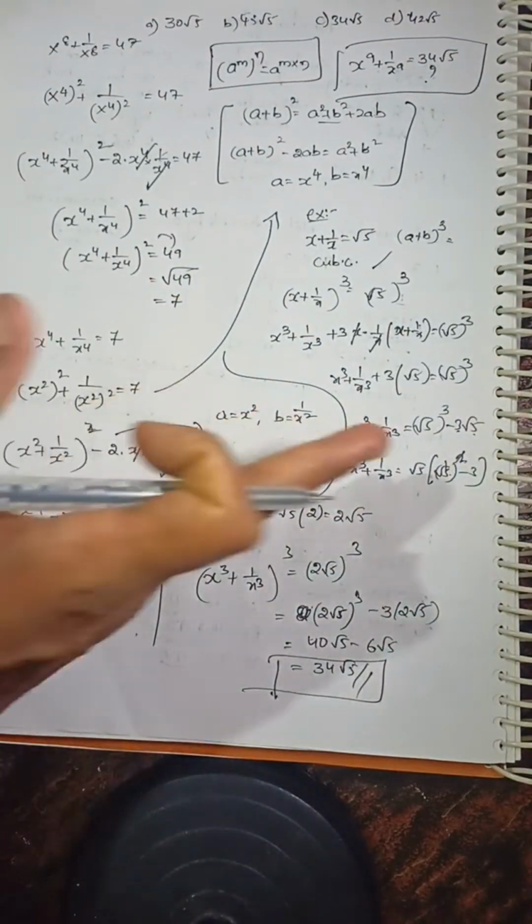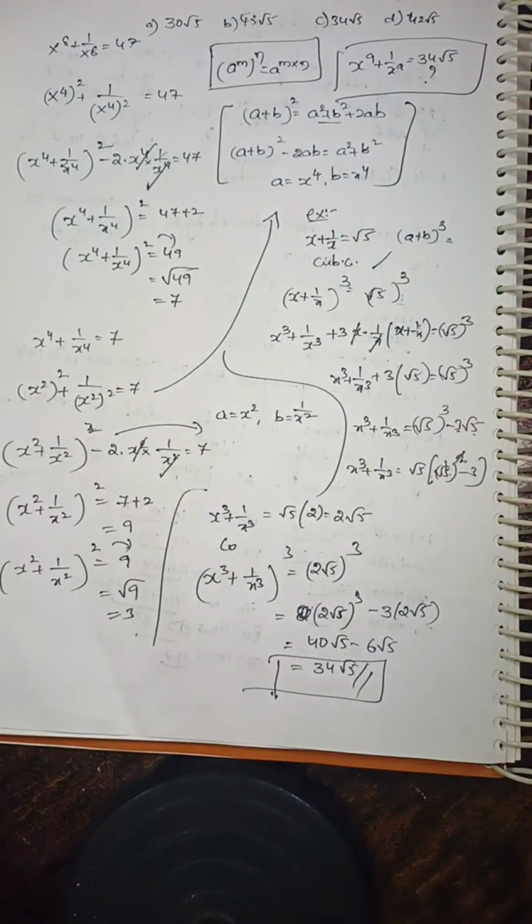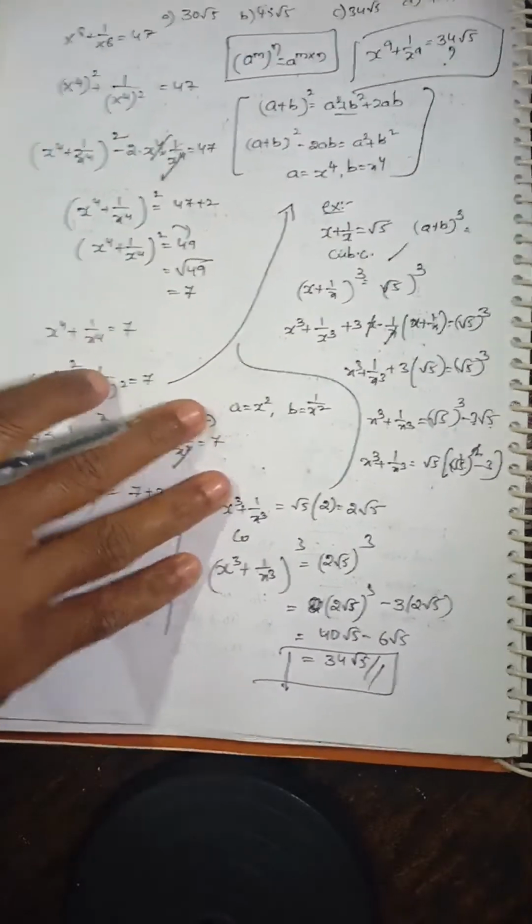A plus b whole cube is a cube plus b cube plus 3ab into a plus b. A minus b whole cube is a cube minus b cube minus 3ab into a minus b. That's it. So these are the formulas which we have to remember compulsorily.